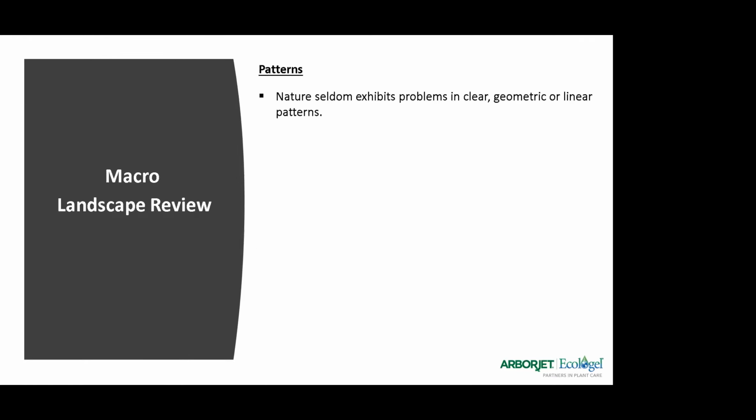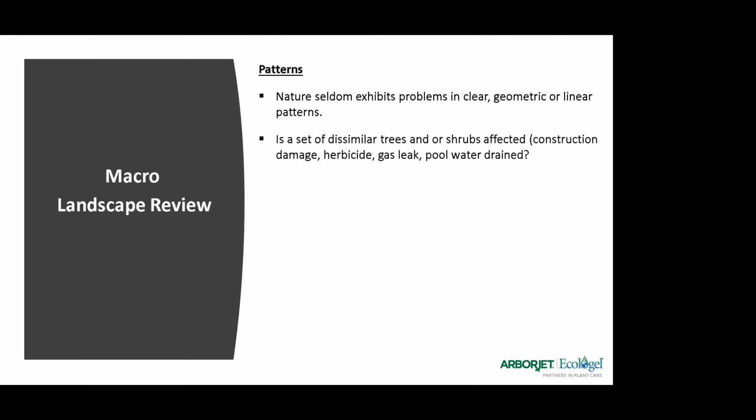Nature seldom exhibits problems in clear, geometric, or linear patterns. You know, when you lay a tarp on the turf and you end up with a square brown spot, you know pretty well no insect or disease did that. It's the same with trees.